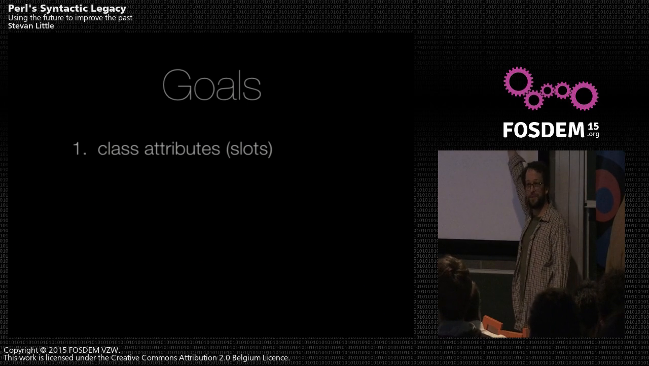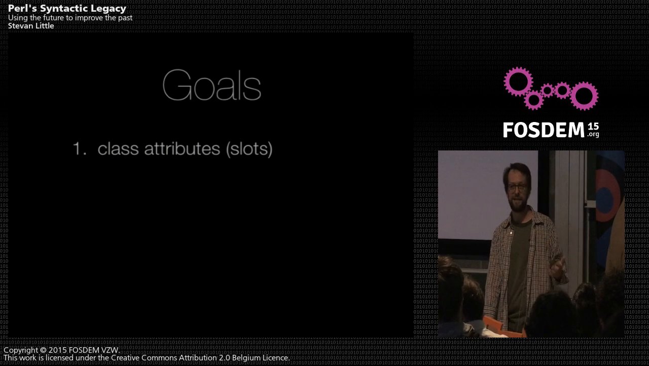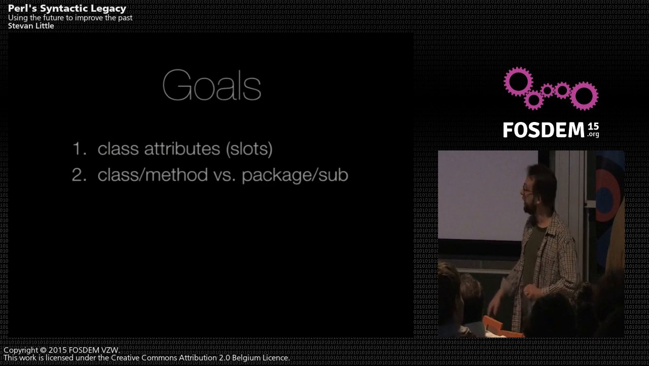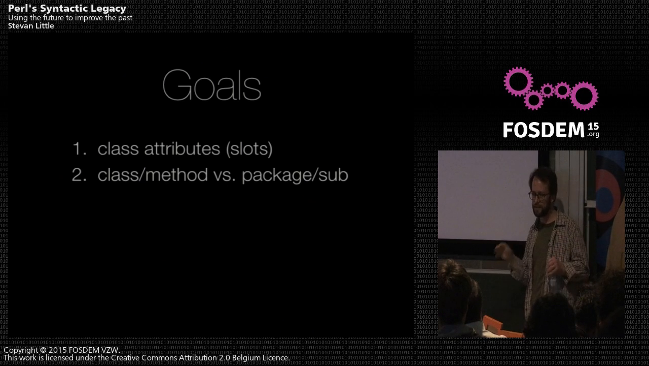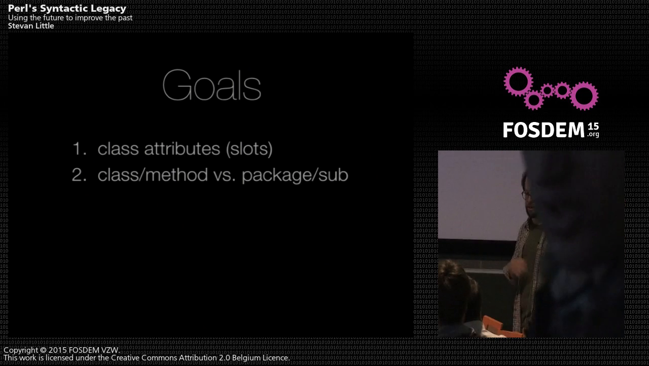So there's no nice way to declare your attributes and your slots. So I wanted to bring that in there, and I'll show you an example of why that's really important. Classes and methods and packages and subs, there's no distinction, but there kind of is. It all depends on how you use it. That can be confusing, especially for new people coming into the language, especially for people who are familiar with the word package meaning something entirely different in other languages.